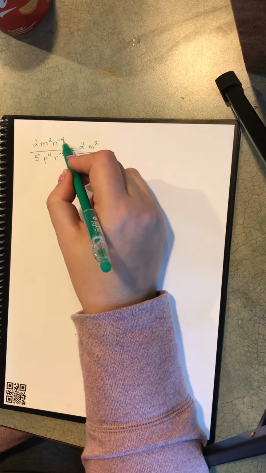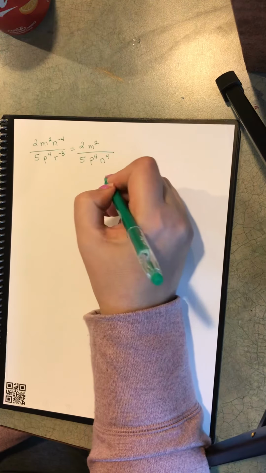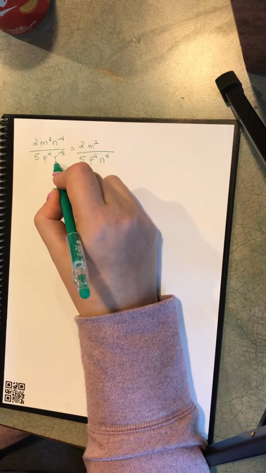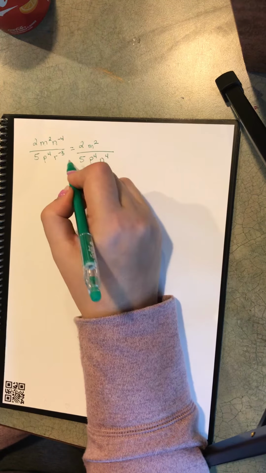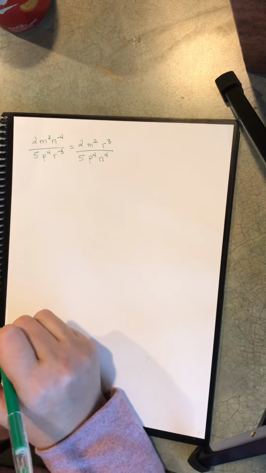But this n to the negative 4, that's negative, so it's going to move to the bottom. And this r to negative 3 is a negative exponent, so it's going to move to the top. And there we go. There's our answer.